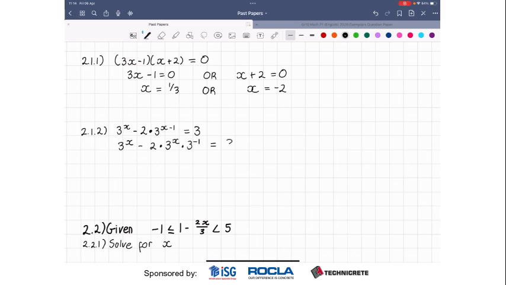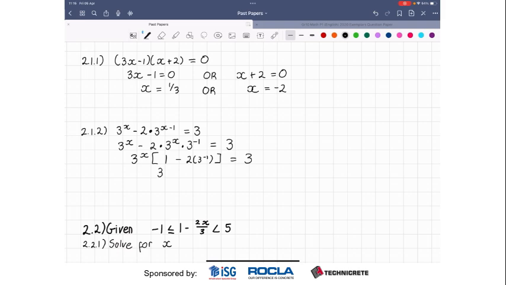And that's still equal to 3. And now I can see that I've got two terms. They're separated by this minus here. And so from the first term, I can take out a common factor of 3 to the power of x. And from the second term, I can take out a common factor of 3 to the power of x. So I'm going to take out 3 to the power of x. In the first term, I'm just left with 1. In the second term, I'm left with 2 times 3 to the minus 1. And that is equal to 3.